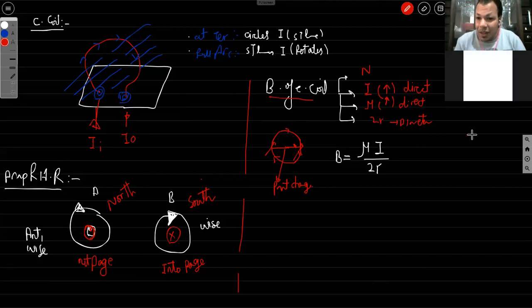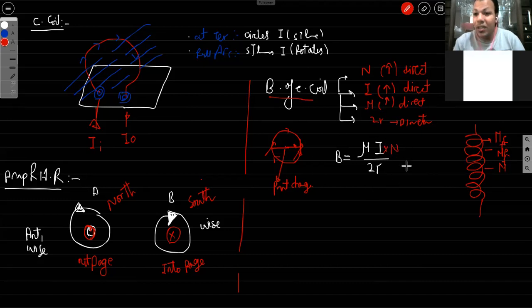If we have several turns here, they are connected in series, right? Yes. So each one has its magnetic field. The second one has a magnetic field, the third one has a magnetic field, the fourth one has a magnetic field, so we will add them. So the magnetic field strength will increase. So the number of turns for the circular coil is directly proportional to the magnetic field strength. So we can say that here it is multiplied by N, and N is the number of turns of the circular coil.